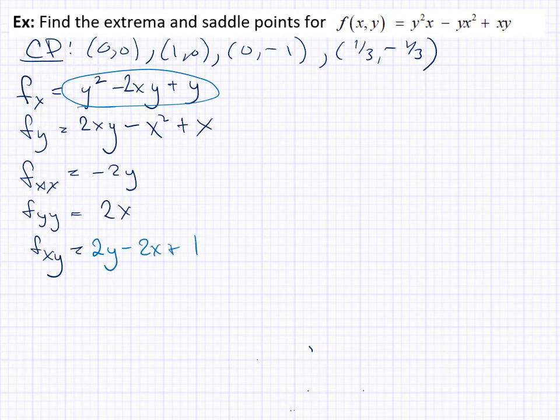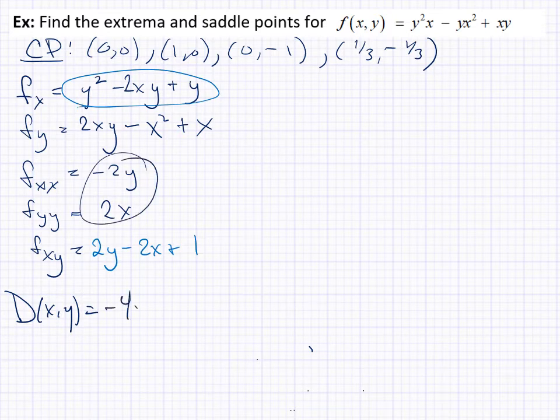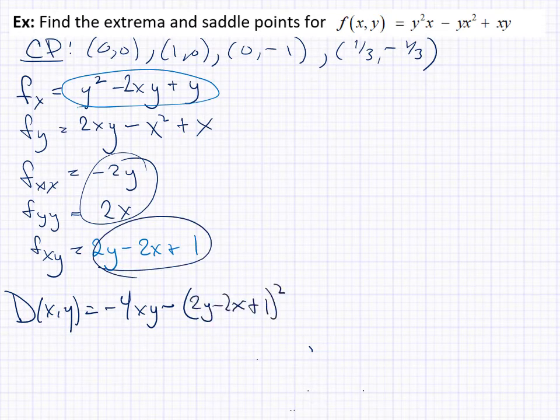And then we need the discriminant, which would be this times this. So it would be minus 4xy minus this squared. So (2y minus 2x plus 1) squared. Okay? And so now we need to test each one of these points. So let's look at 0, 0.